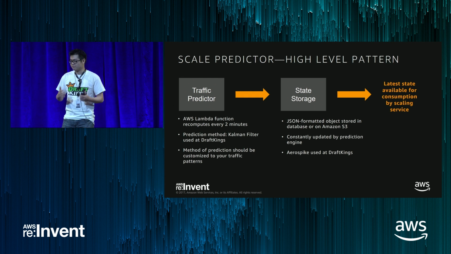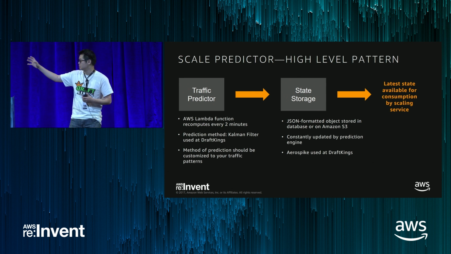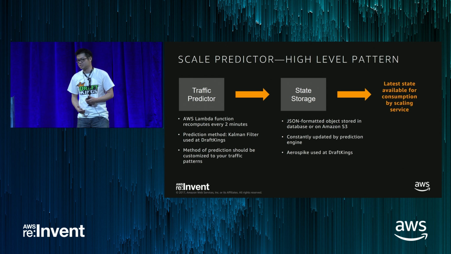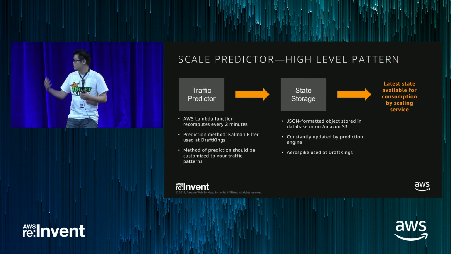What that means is that every 2 minutes, we are recomputing all of our predictions of how much traffic we will have in the future and updating that state. So the state itself gets updated every 2 minutes. And when Noah, the scaling service, looks at that state, the maximum it will ever be lagged is 2 minutes behind.